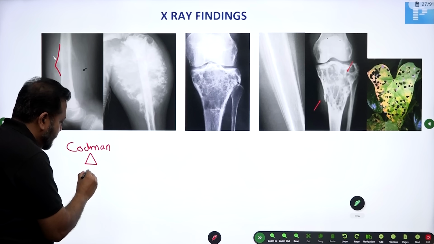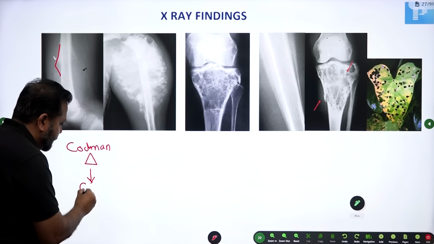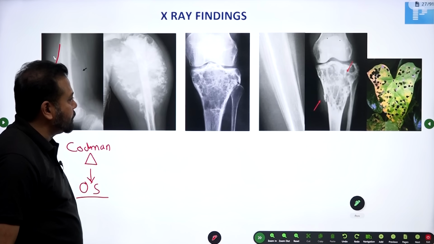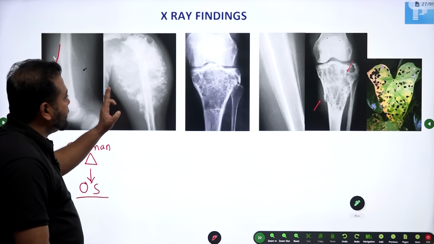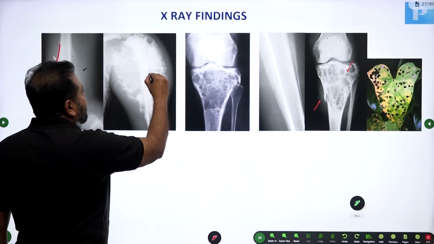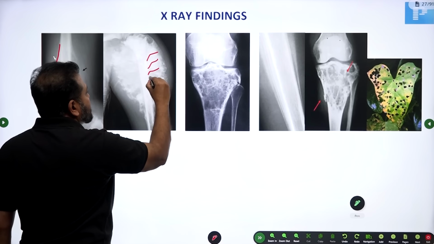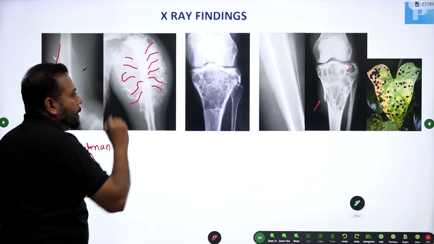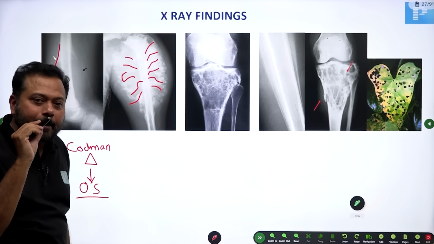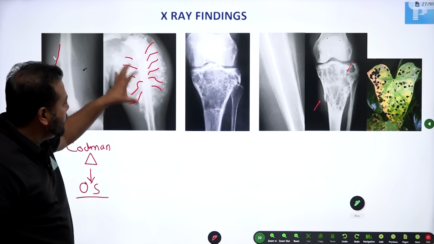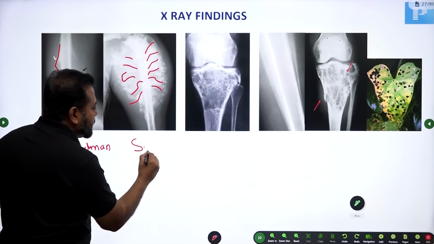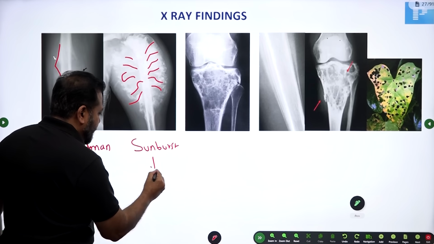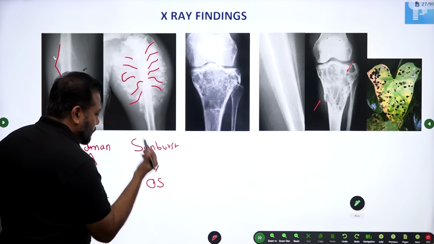Codman's triangle. This is a classical feature of osteogenic sarcoma. The second image, very classically from a tumor, lesions of blood vessels goes like this. Blood vessels you can't see, but you can see microcalcification along the vessel wall. This gives the classical sunburst appearance, very, very classical of osteogenic sarcoma.